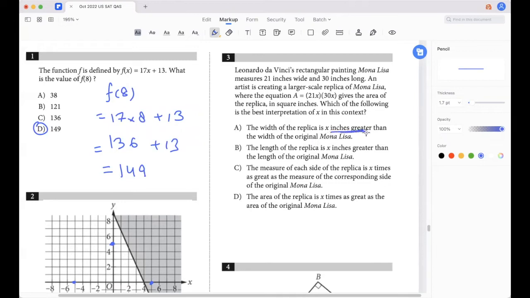It's not x inches greater, it's a product of x, so not A. The length of the replica is x inches greater, not B. The measure of each side of the replica is x times as great as the measure of the corresponding side. So this is what the replica will be. And the area of the replica will be x squared times, not x times. So it's not D either.